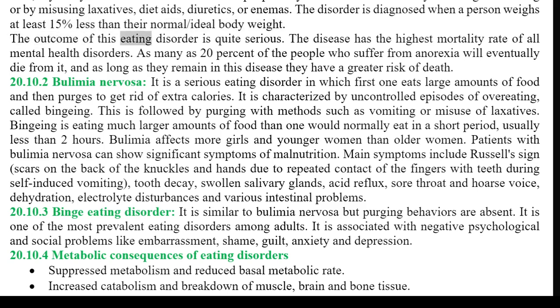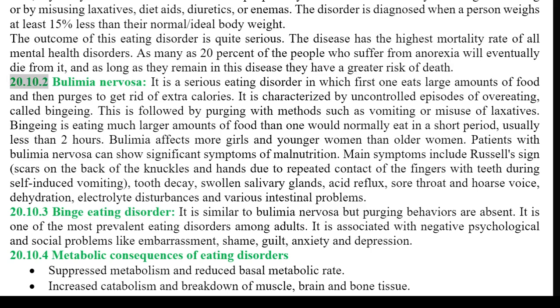The outcome of this eating disorder is quite serious. The disease has the highest mortality rate of all mental health disorders. As many as 20% of the people who suffer from anorexia will eventually die from it, and as long as they remain in this disease they have a greater risk of death.